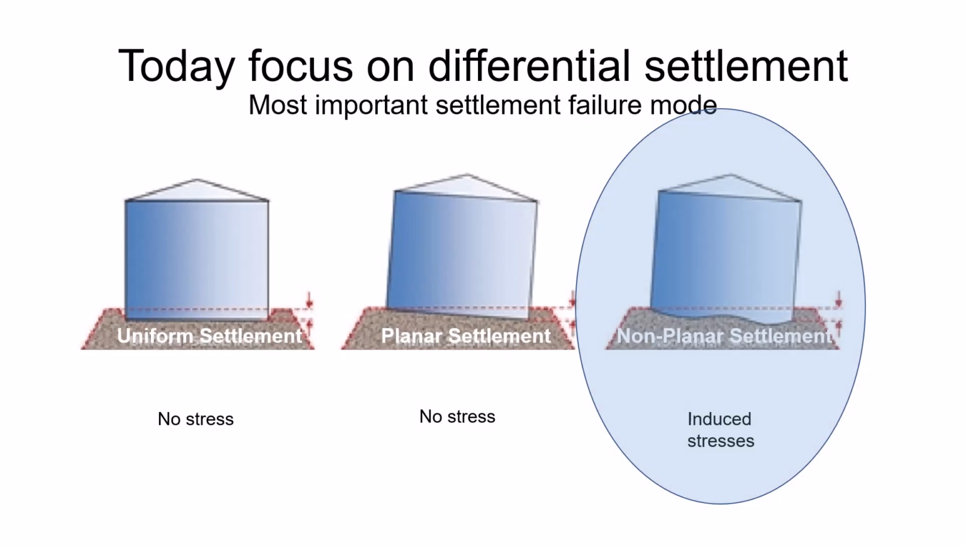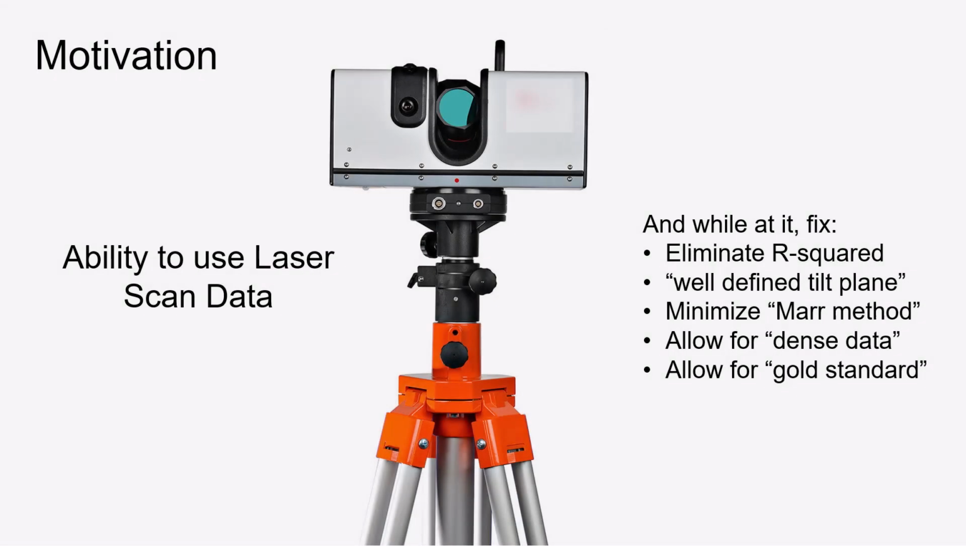From the outset, I want to make it clear that the only settlement mode being affected by this change to Annex B of API 653 is differential settlement. So what's the motivation? Probably foremost is the fact that laser scan technology is here, and we need a good and appropriate way to incorporate the data into API 653 for settlement analyses.